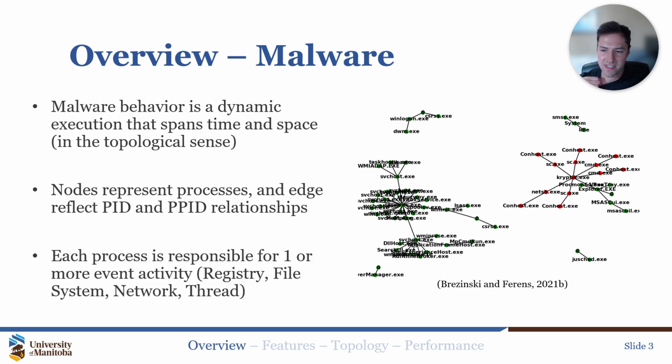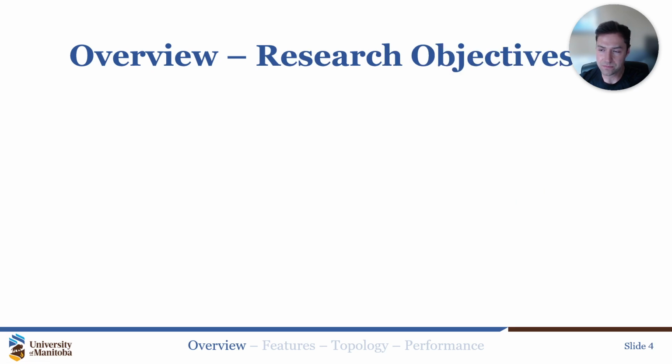And of course, each process has to do something on the operating system itself for it to be logged, and that's through event activity. Whether it's doing something on the registry, doing something in the file system, using network sockets to make connections, or opening threads. At least with our implementation, each process is responsible for one or more event activities, and those are the things we're trying to log, based on its dynamic execution.